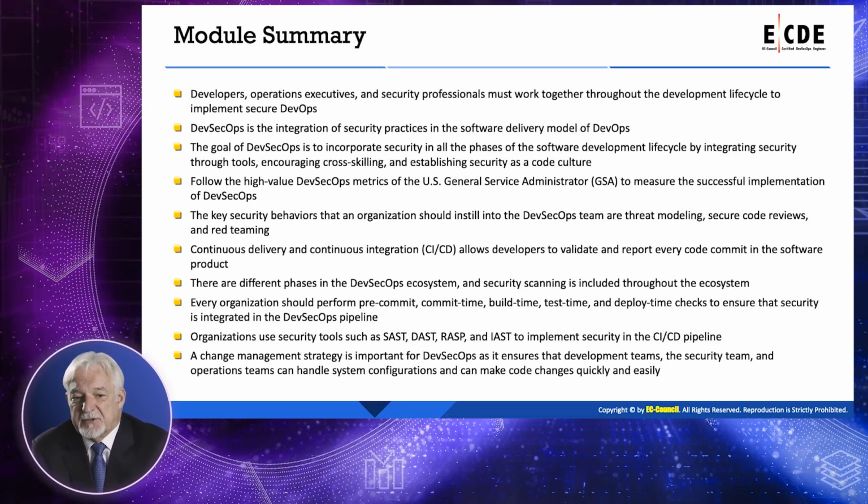Organizations use a wide range of security tools such as SAST, DAST, RASP, and IAST to implement security in the CI/CD pipeline. A change management strategy is very important for DevSecOps as it ensures that the development teams, the security team, and the operation teams can handle system configurations and make code changes or even environment changes quickly and easily.